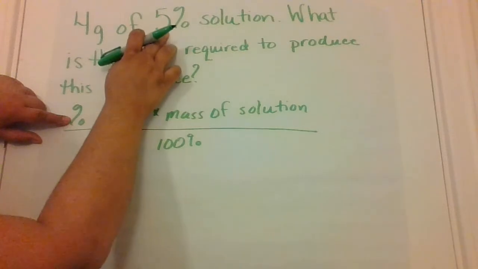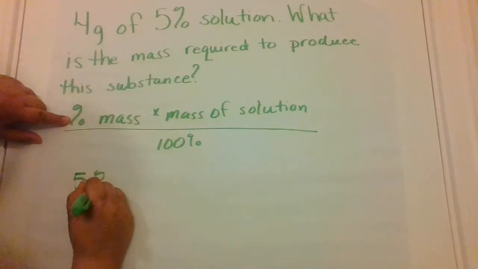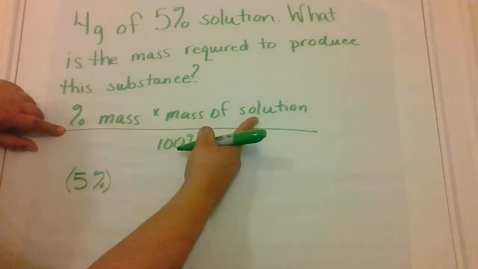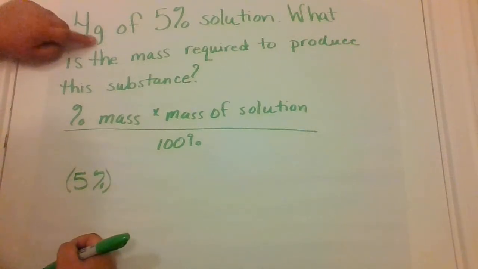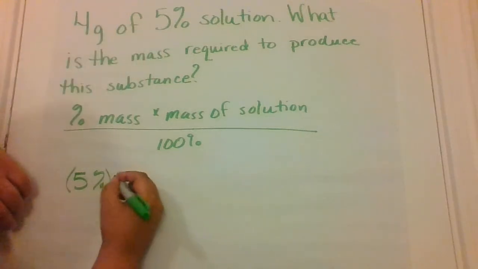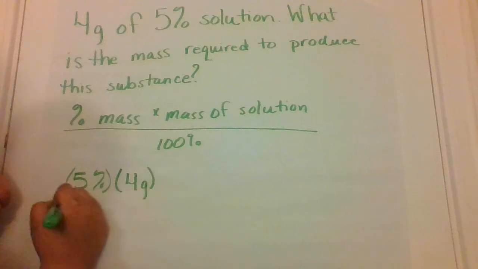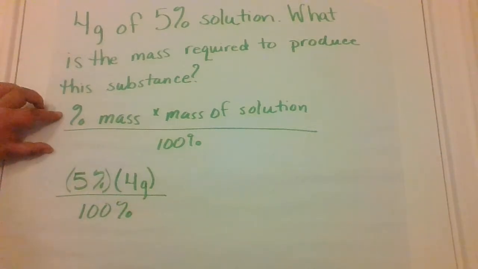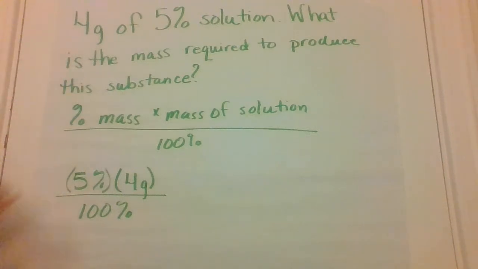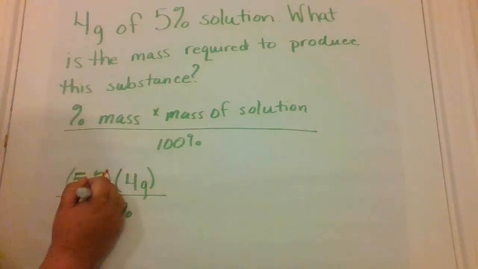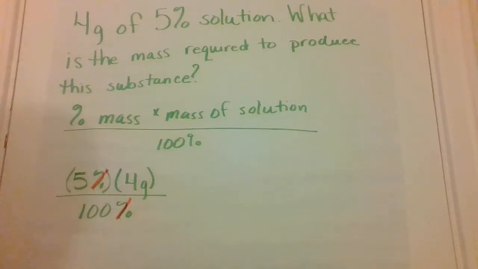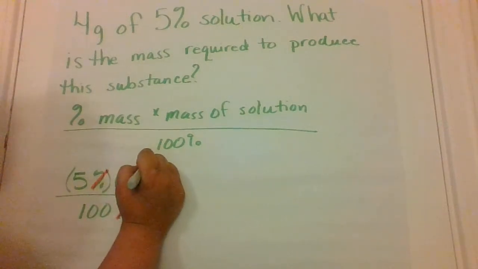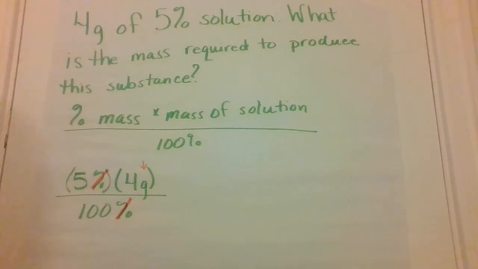Percent mass, we have a 5% solution, so there we fill in 5%. Mass of solution, that's going to be my 4 grams, because it told me I had 4 grams of a 5% solution. And we're going to divide all of that by 100%. As you see here, we've taken our formula, compared it to our problem, and plugged in all of the information. We're now going to cross out our like terms. We're going to get rid of this percent sign here because it is a unit, and that second percent sign, and we're left with just grams. It does ask us, what is the mass required to produce this substance? Okay, so let's go ahead and do our math.